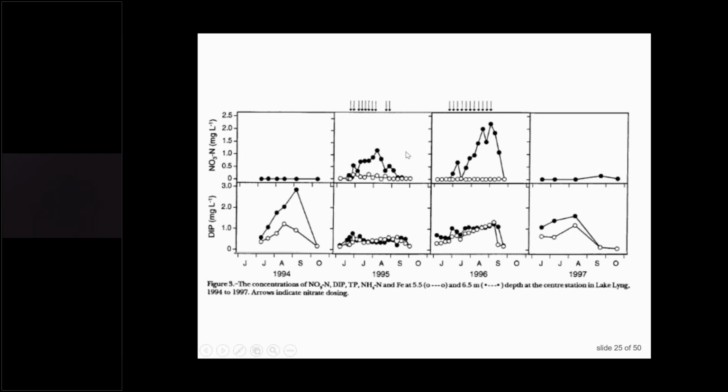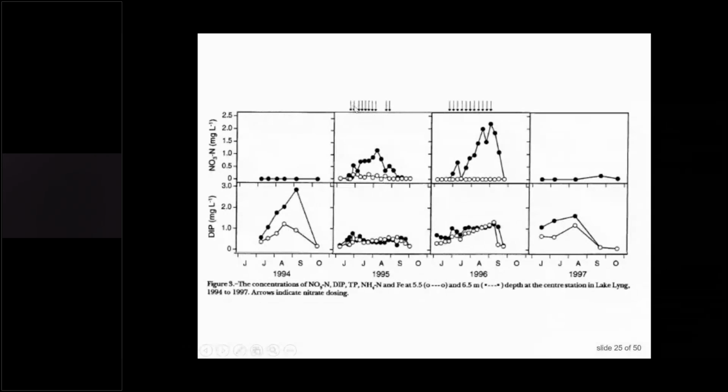So what we have here is a time series of water quality. We have nitrate on top and dissolved inorganic phosphorus on the bottom. And the clear circles are at 5.5 meters and the dark circles at 6.5 meters. So both of these data points are deep down in the lake, right? So we're looking at the bottom water. Okay, so in 94, there's no nitrate treatment, and you get this classic accumulation in June, August, September of phosphate down in the bottom water.